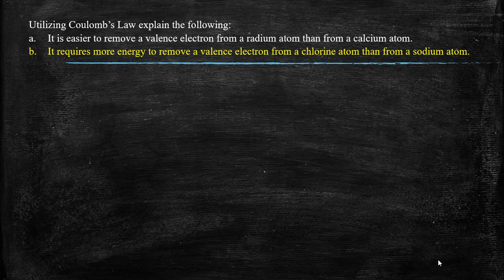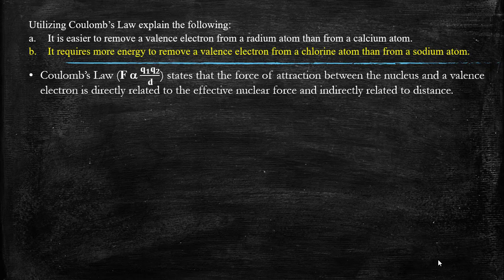So let's look at the second phenomenon, comparing the valence electron in chlorine to sodium. Quick review, Coulomb's law is going to have to come into play, and we know that the force of attraction between the nucleus and a valence electron is directly related to the effective nuclear force and indirectly related to distance.